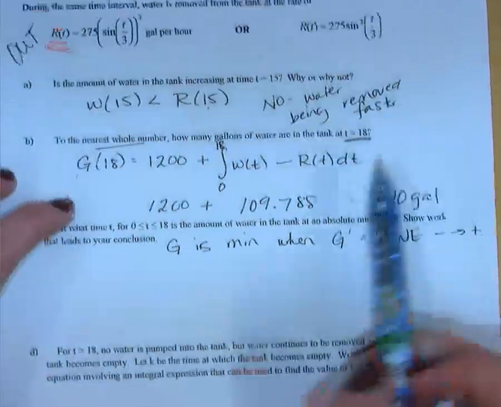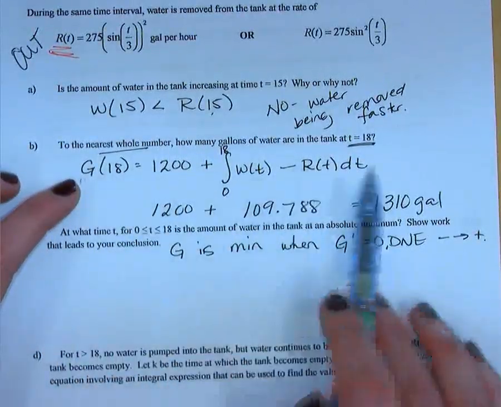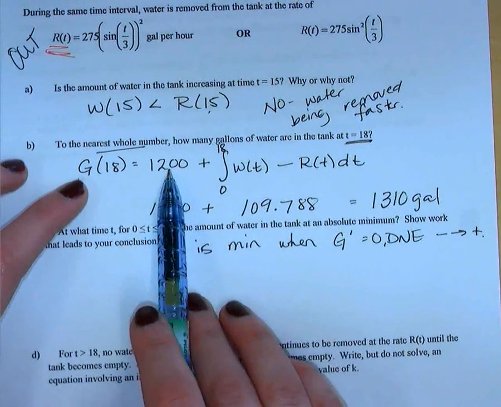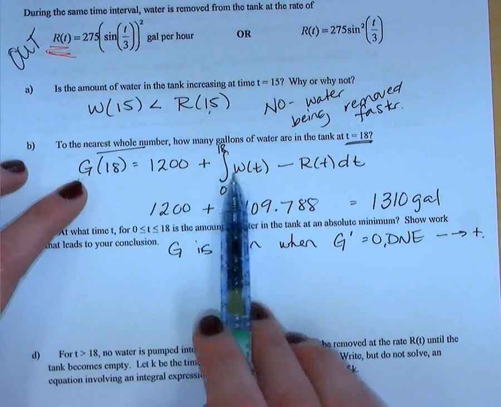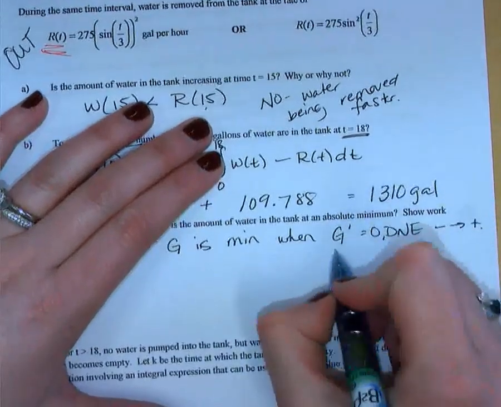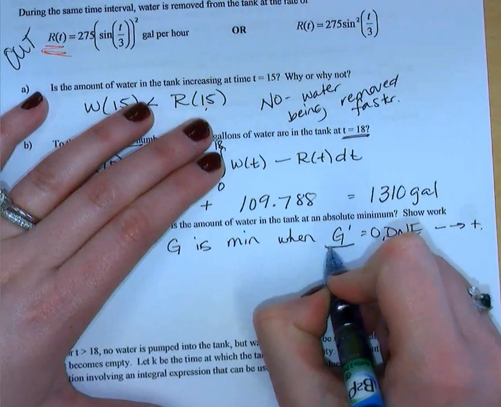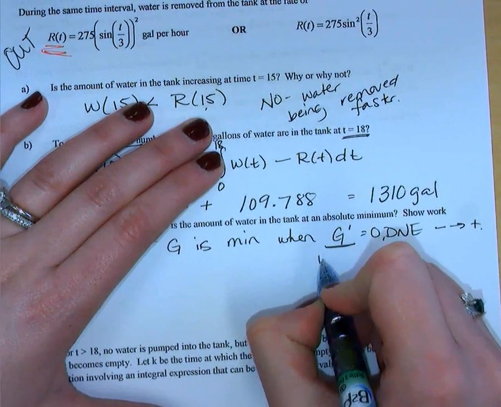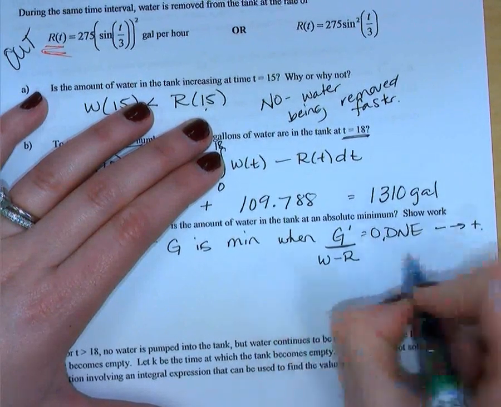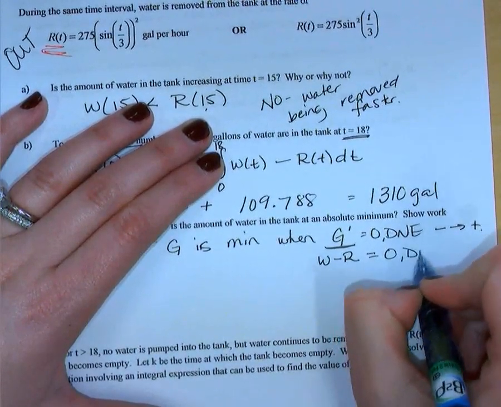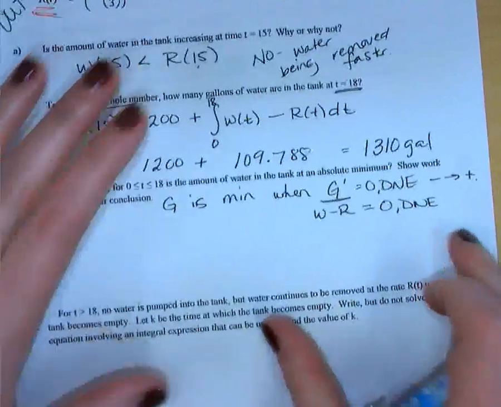Now, if we think about this, if this is how I find the amount of gallons of water, the derivative of this, the derivative of 1,200, is 0. Derivative of an integral, it cancels. So G prime, if we talk about that, that's just W minus R. When does that equal 0? So that's what we're talking about.